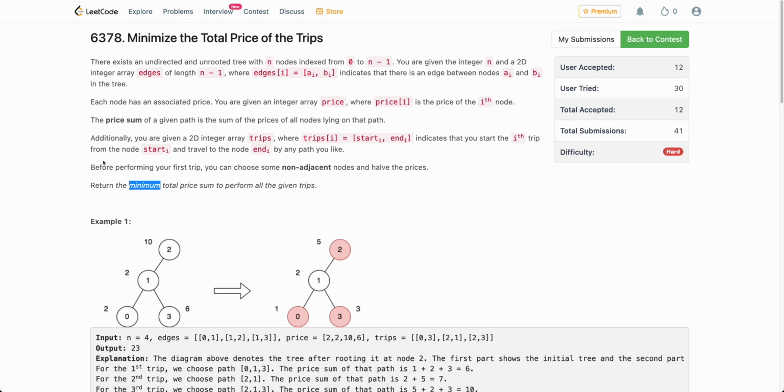So here comes the twist. They are saying that you can choose some non-adjacent nodes and halve the price. So you have to choose these non-adjacent nodes optimally such that the final price sum is minimum possible, right? So let's take an example.